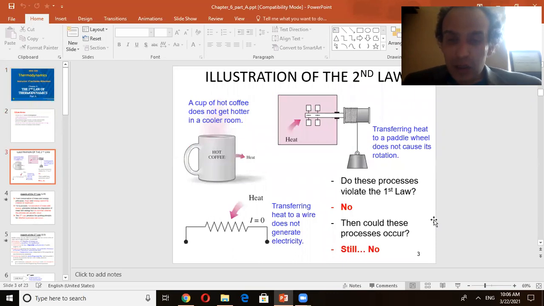Another point is that most of the processes we have go in one direction. For instance, if I have a hot cup of coffee in my room and I release it here, what will happen? The coffee will get colder. True? It seems impossible that this coffee will eventually boil and the room will get colder, because this process goes to equilibrium. This process goes in one direction.